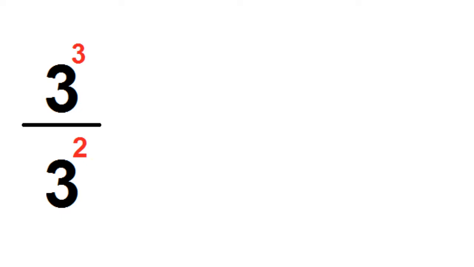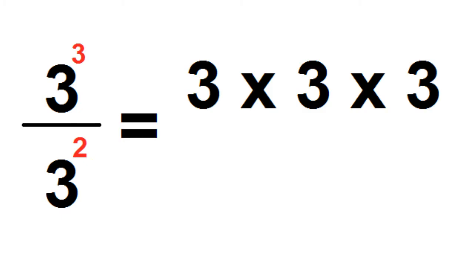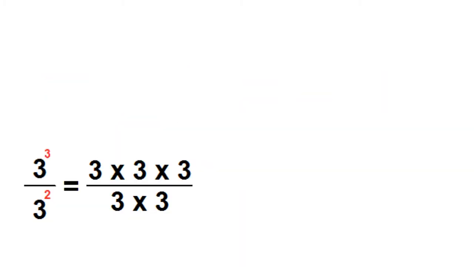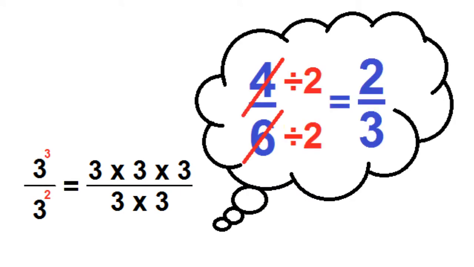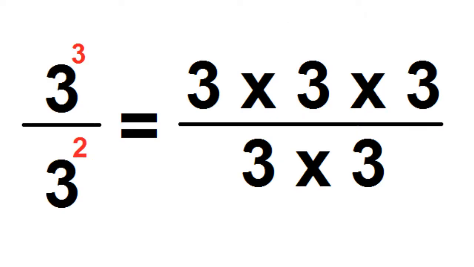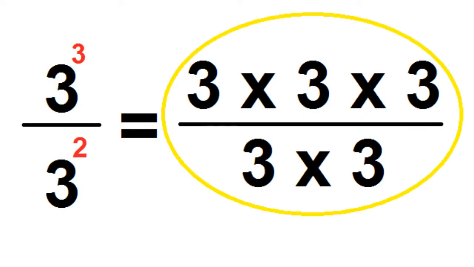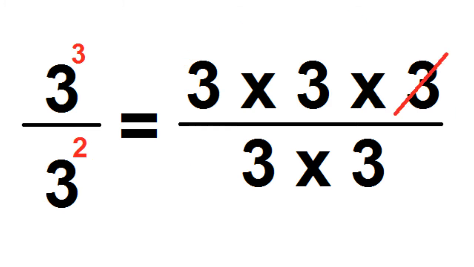Well, again we can expand this to 3 times 3 times 3 over 3 times 3. If you remember how to simplify fractions, you'd know that you can divide the numerator and the denominator by the same number and it would create an equivalent fraction. So basically you can cancel out some of these 3s as long as you make sure you're doing it to both sides of the fraction. So we can cross 1 3 off the top and then 1 3 off the bottom, and we still got a couple more, so we can do that one more time.